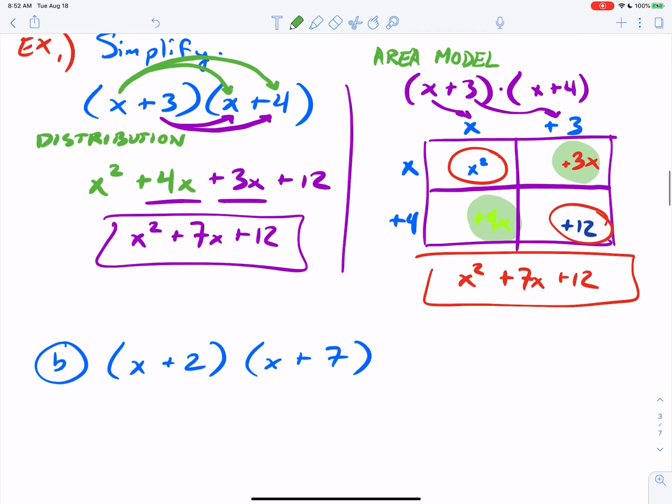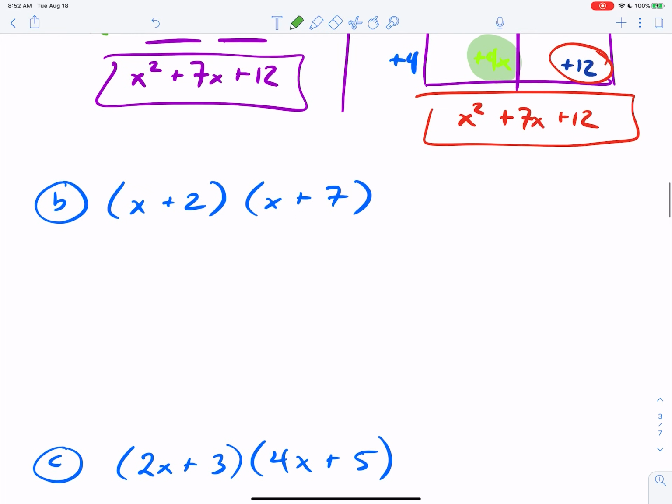All right. For part B here, I want you to go ahead and do it both ways, just for this one problem, okay? So play whenever you're ready.